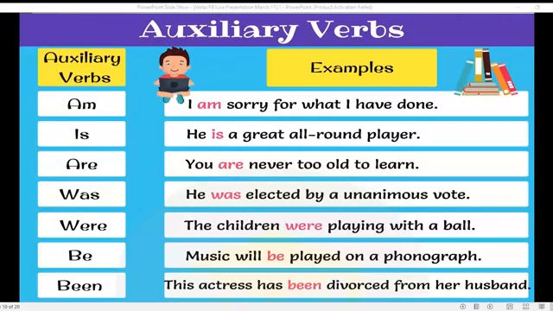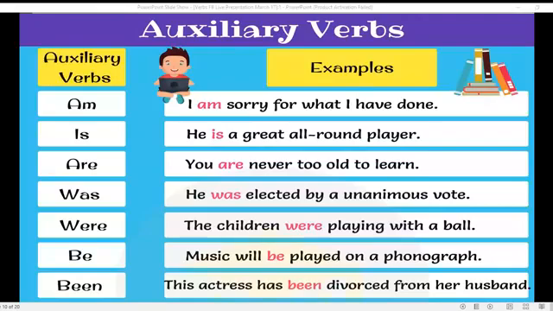And another we have is was. He was elected by an unanimous vote. So we have was as our auxiliary verb, and the subject is he. Since it already happened, we have to use the past form of the auxiliary verb. He was elected. So why are the auxiliary verb and the past form of the verb together? Not all the auxiliary verbs can be main verbs. I will explain further later.